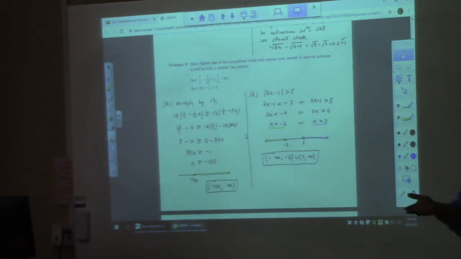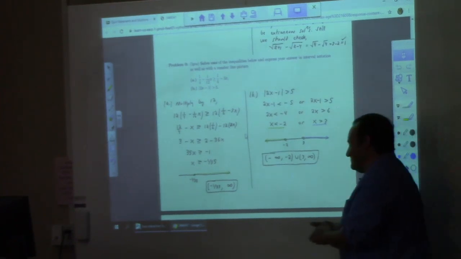Now, a lot of you instead chose part A because it's way easier, right? Except that it has the scary thing, fractions. I was curious how many people would bail on part A just because it had fractions. But A is much easier. It's just a plain linear inequality.